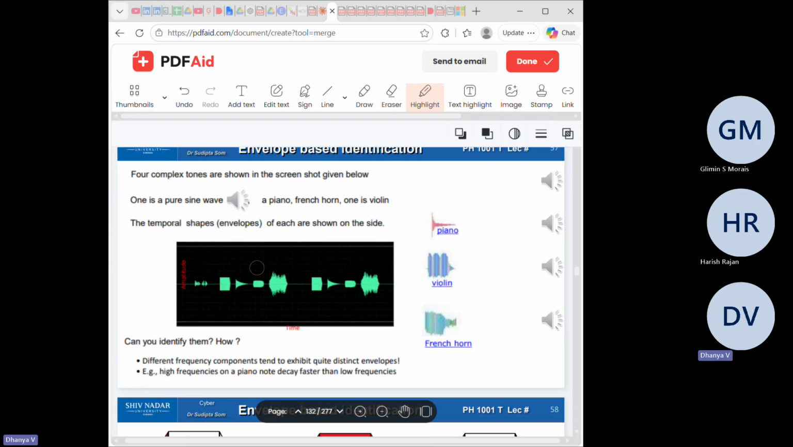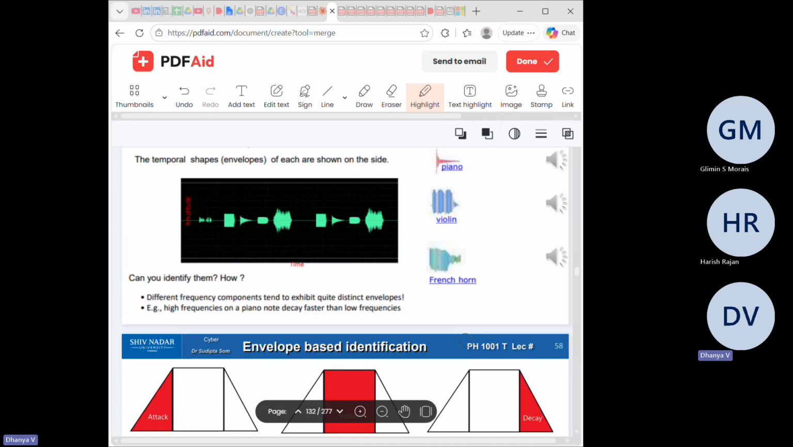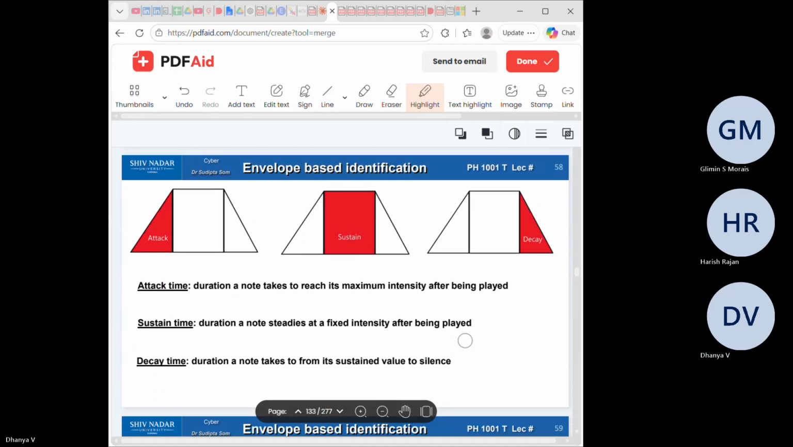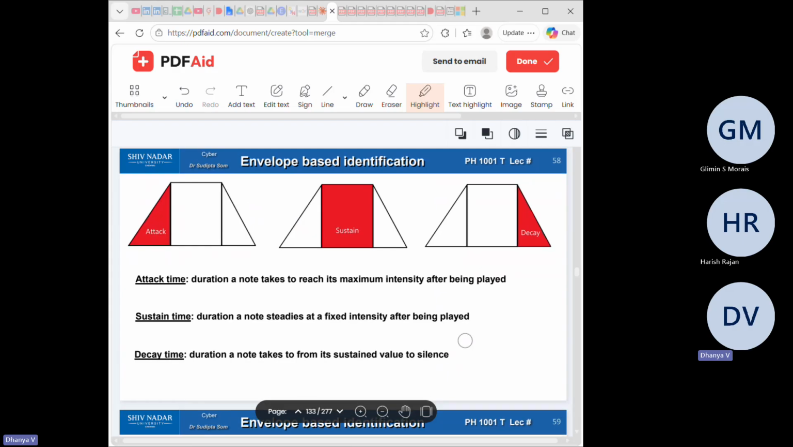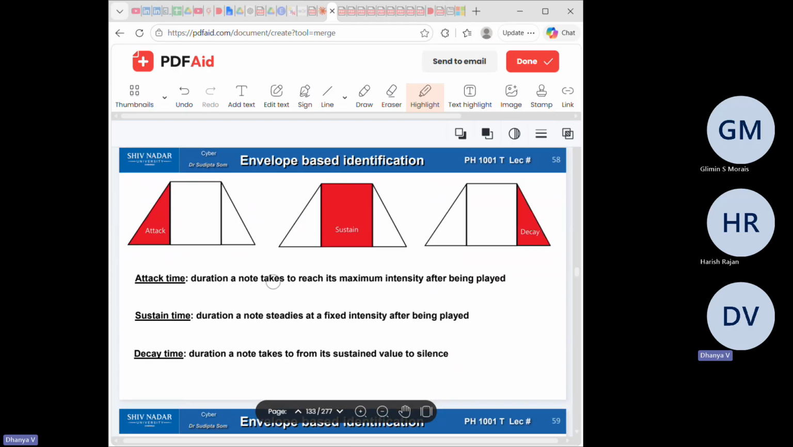Here is the sound wave for a piano, violin, and French horn. Attack time is the duration a note takes to reach its maximum intensity after being played. After that, it stays still for a while and then it starts decaying. Any and every sound starts decaying, right? It won't ring continuously. This is the attack period, then the sustaining period is your sustain time, and then the decay period is the decay time. That's all.